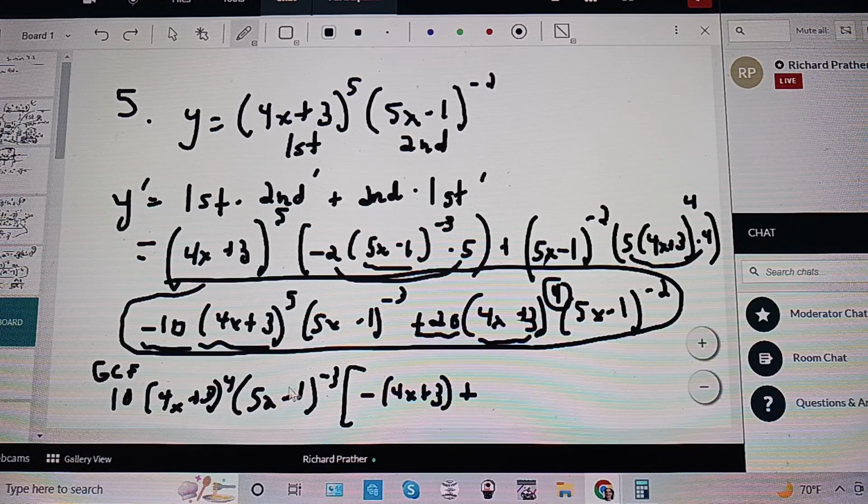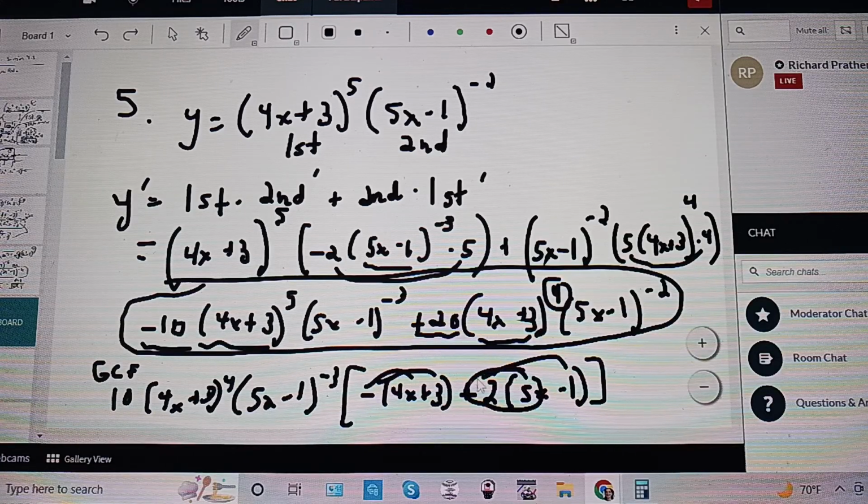Plus 20 divided by 10 is 2. I took the 4x plus 3 entirely out, and then I took all but 1 of the 5x minus 1s. And then potentially you could do this and put all that together. There's going to be a 10x here. There's a negative 4x there. That's 6x. And then there's a negative 2 and a negative 3. That would make negative 5. So that would be another factor you could put instead.